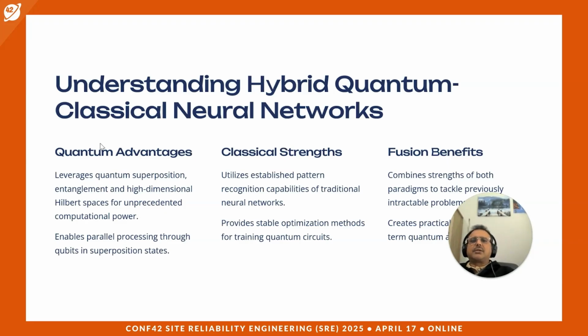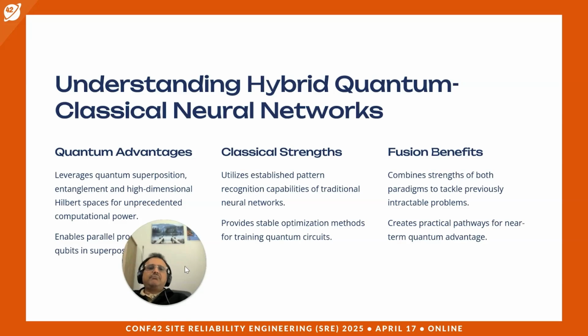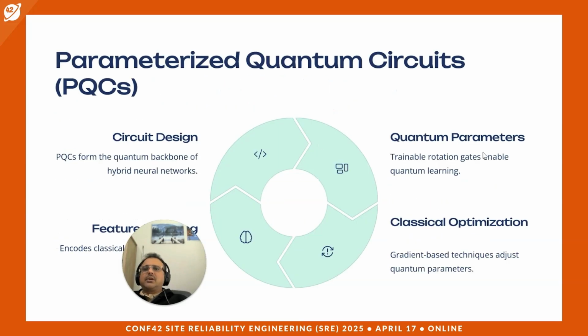And as for the classical strengths, it's well established, like what ChatGPT, Anthropic or any other neural network is using. They're using established, high-GPU classical computers. When you fuse both of them, you basically provide the problem in classical, which is encoded into a quantum state, and you return the result back in classical after validation. That provides unprecedented problem-solving capabilities.